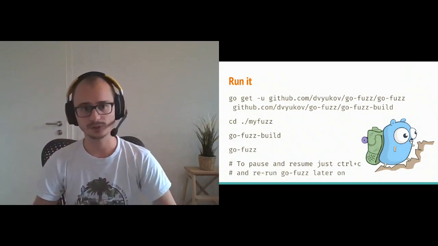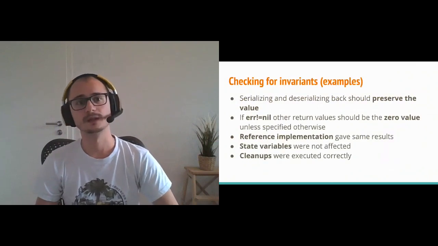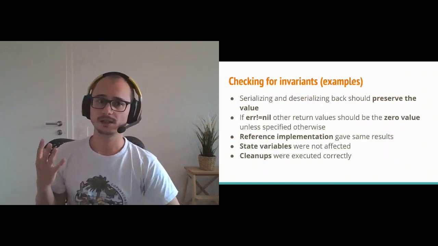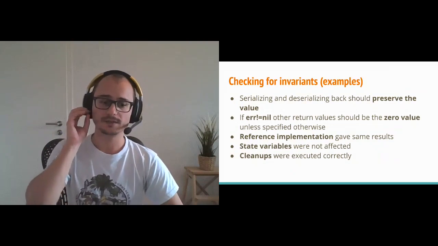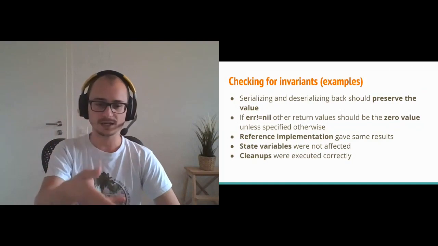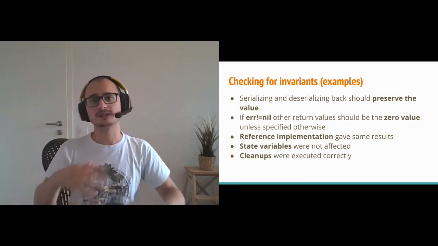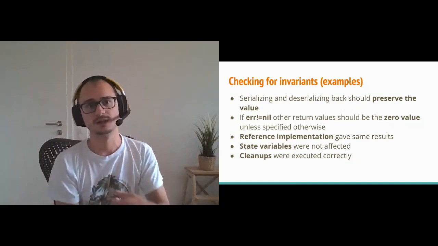It's not there yet, but it works very well, and I use it. So I suggest you do it too. Checking for invariants could be something like, if I take something, let's say JSON, I take an object, I serialize it, and I deserialize it back. It must be the same object. It must look the same, must have the same values.